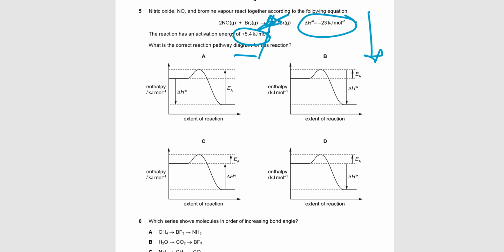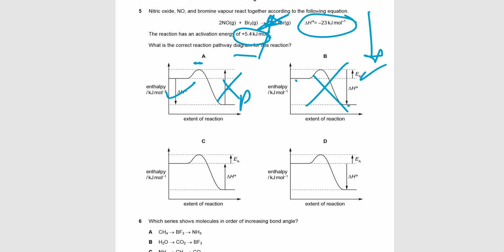So let's check these diagrams. In the option A, the activation energy is between the product and this point, so it's totally wrong. The delta H is correct, this one wrong. In the option B, the activation energy is correct, yes, between the reactant and the highest point in this diagram, but the delta H is not between the reactant and the product, so this one is also wrong.